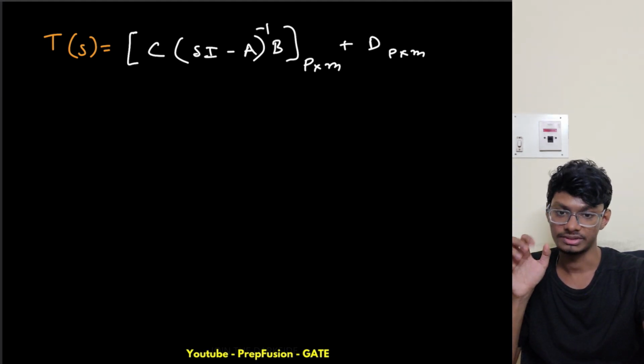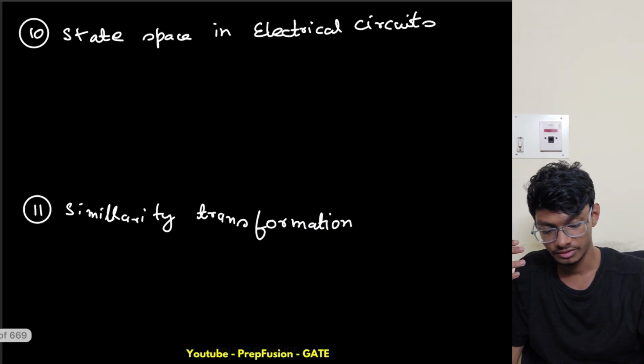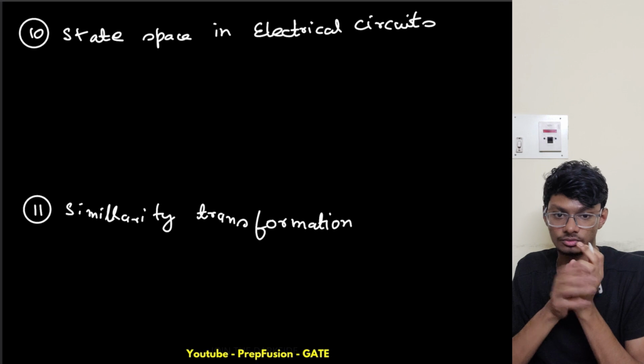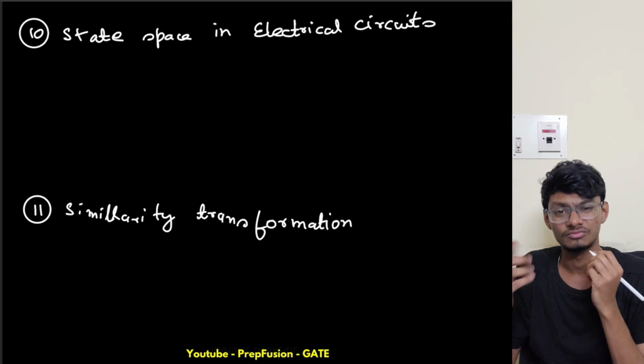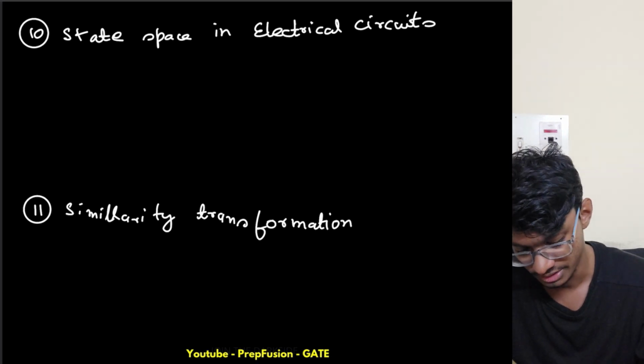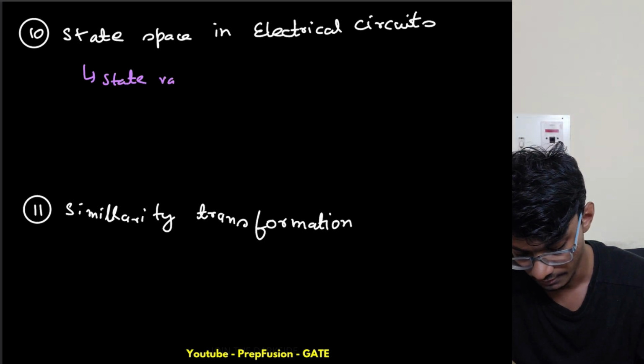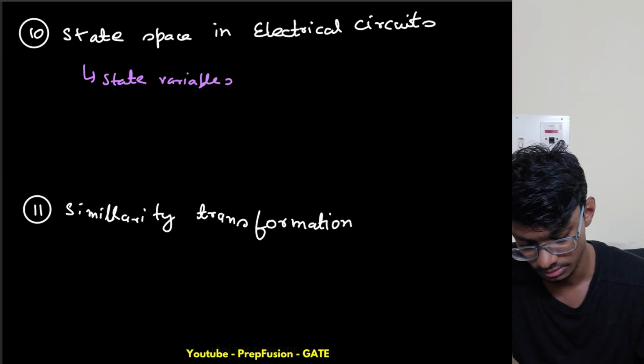So yeah, this is my transfer function. Now next, what did we study? Yeah, we studied the state space for electrical circuits. Basically what you have to keep in mind is the state variables that we choose.